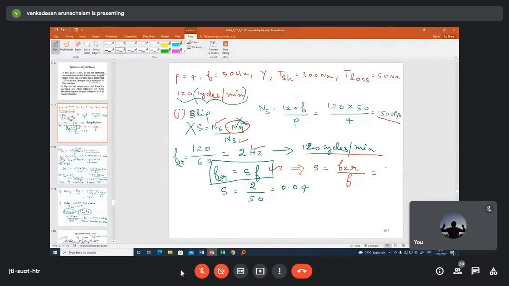Okay. So here you have to substitute 2, and the stator frequency already it is given as 50. So 2 by 50 is equal to 0.04. So this is nothing but 0.04, or in terms of percentage it is 4%. So that is the value of this.